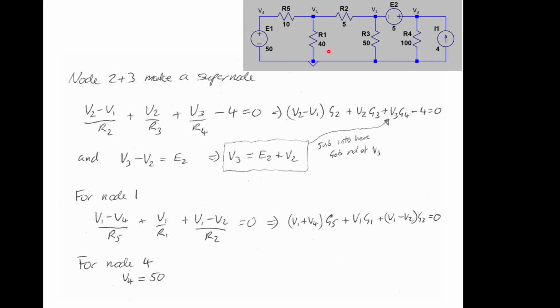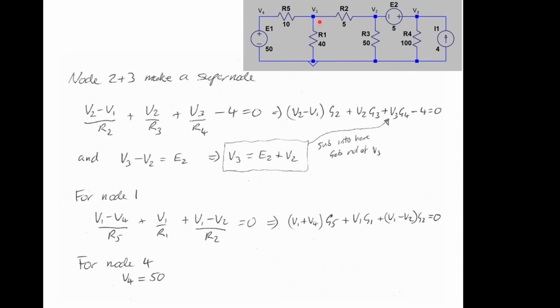We can put down the constraint equation or the node equation for this supernode here. We just know that it's going to be V3 minus V2, which is the difference across it, equals E2, which is 5 volts in this case. That's just what it is. And then we can create a substitution. You can either substitute for V3 or V2, doesn't matter. I've gone for V3, which is equal to E2 plus V2, just by rearranging this. Sub that into there, and that will get rid of one of the variables for us.